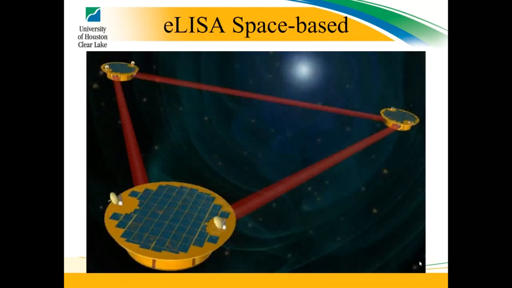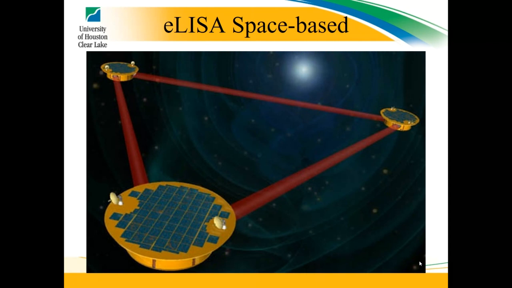Now, this is eLISA. It started off as LISA, and then NASA stopped funding it, so it became eLISA because the European Space Agency is funding it. The idea here is that this is a space-based gravitational wave observatory. They have 3 satellites flying in formation, shooting laser beams between them, at a distance of 5 million kilometers between each arm. So it forms a triangle. Each one of these is 5 million kilometers.